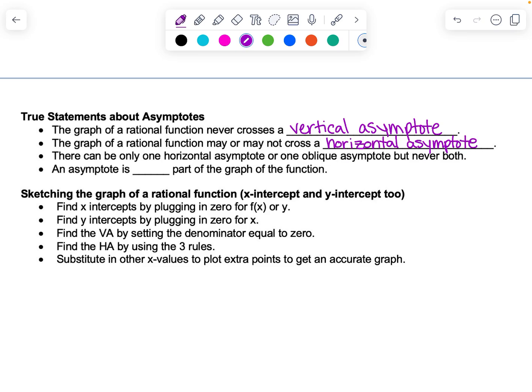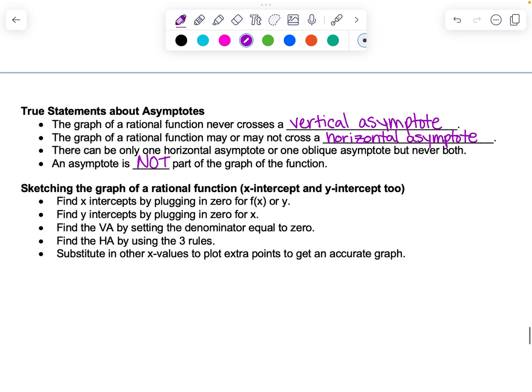All right, there can only be one horizontal asymptote, and I threw in here or one oblique asymptote. We're not going to talk about those just yet, but we can never have both of those, but only one of those per graph. And an asymptote is not part of the graph of the function. So it helps us create the boundary line for the graph, but the asymptote itself is not part of the graph.